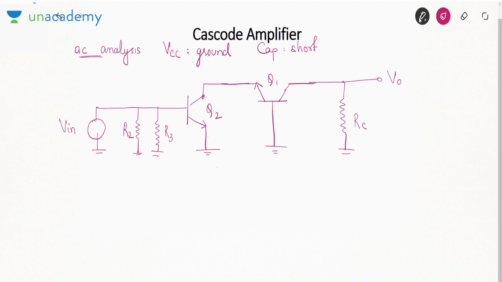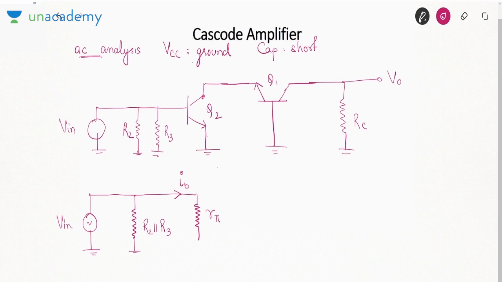So once we have this model, I'll replace the BJTs by their models. How will you do that? Let us see here. This is V in. It is connected in parallel to R2 and R3, so R2 and R3 will come in parallel. Then we know that between base and emitter of Q2 we will have a resistance R pi. This will carry a current IB.